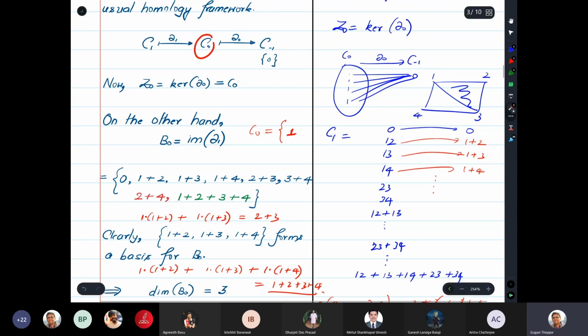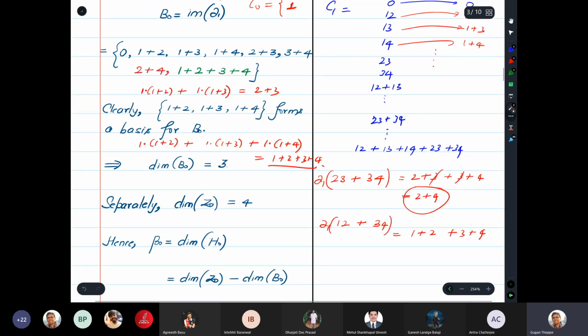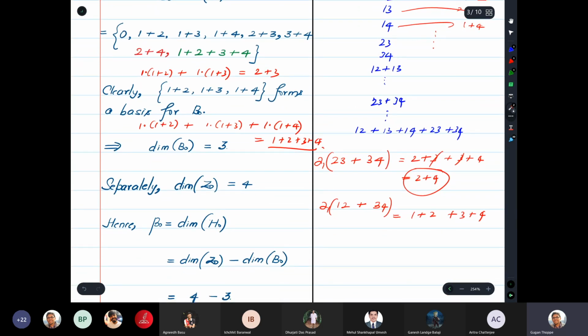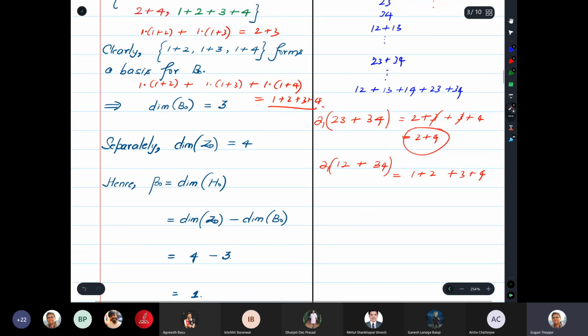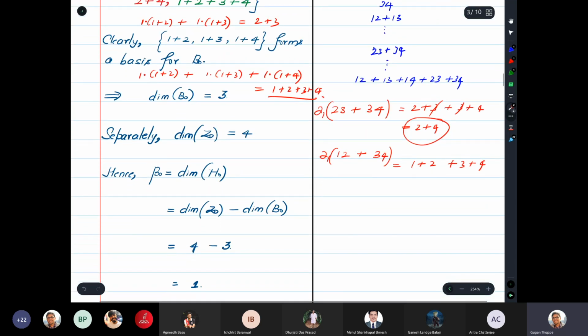And one can conclude that the dimension of C0 is 4. And from there, since Z0 and C0 are one and the same, one can conclude that the dimension of Z0 is 4. Right? So notice what I am doing now. I want you to pay careful attention to the way I compute beta 0. So what is beta 0? Beta 0 is the dimension of H0.